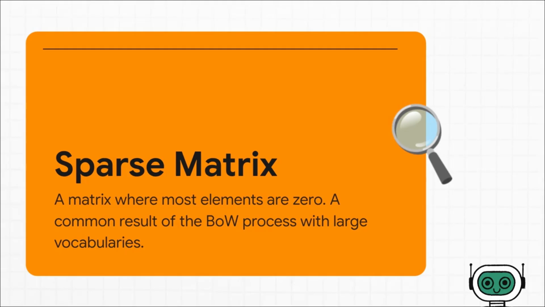A really important consequence of doing this is that we end up creating something called a sparse matrix. Because any single document is only going to use a tiny fraction of all the words in our total vocabulary. That means most of the entries in its vector will be 0. This high dimensionality and sparsity are just defining features of the bag of words representation.